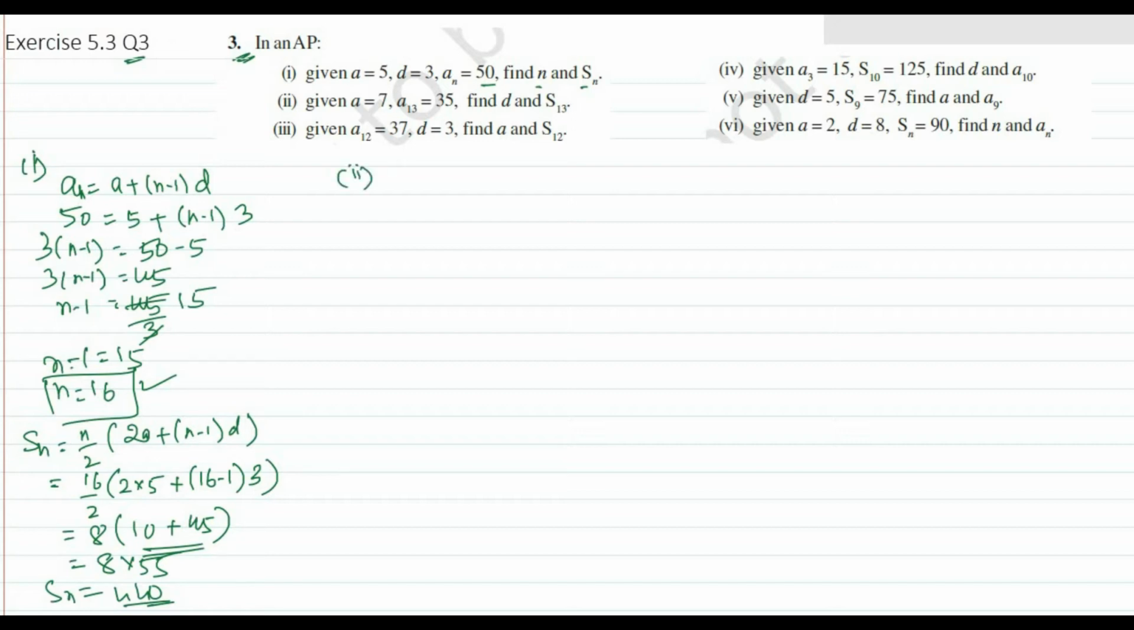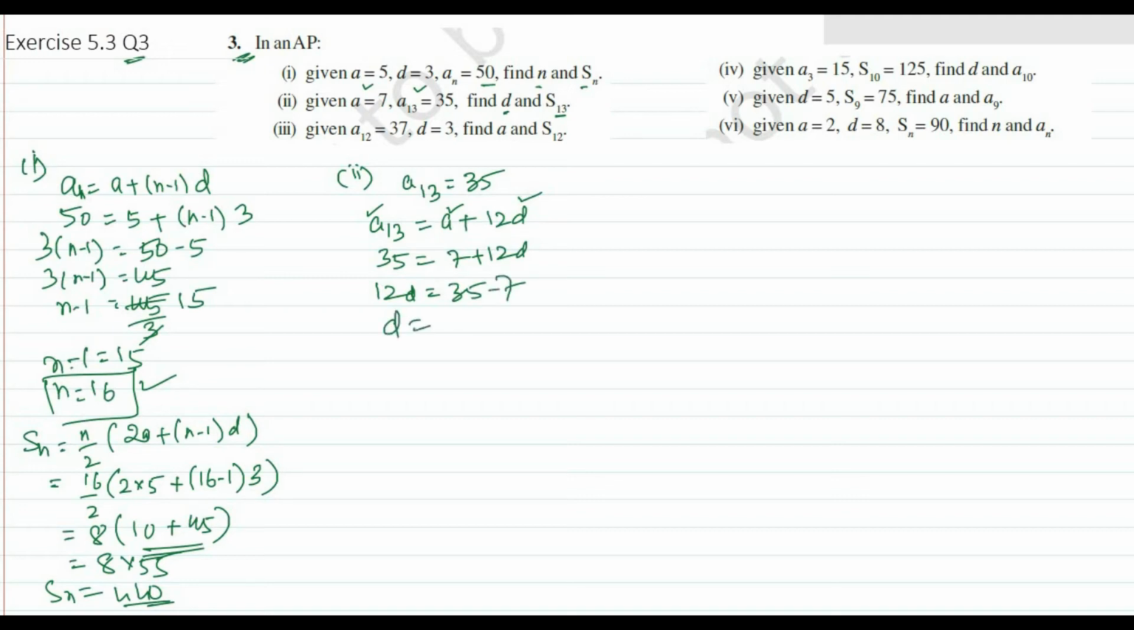So here a and a13 are given. Find d and S13. So a is equal to 7, and a13 is equal to 35. Okay, so we will use the formula for a13. a13 is equal to a plus 12d. So we know a13 and a, and we have to calculate d. So a13 is equal to 35, which is equal to 7 plus 12d. So 12d is equal to 35 minus 7.